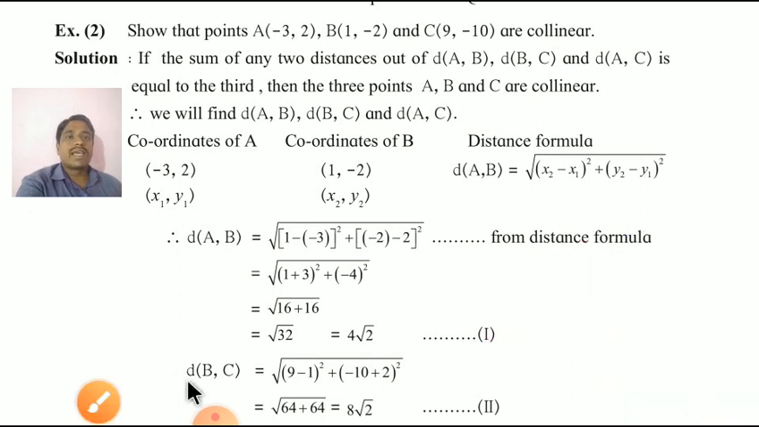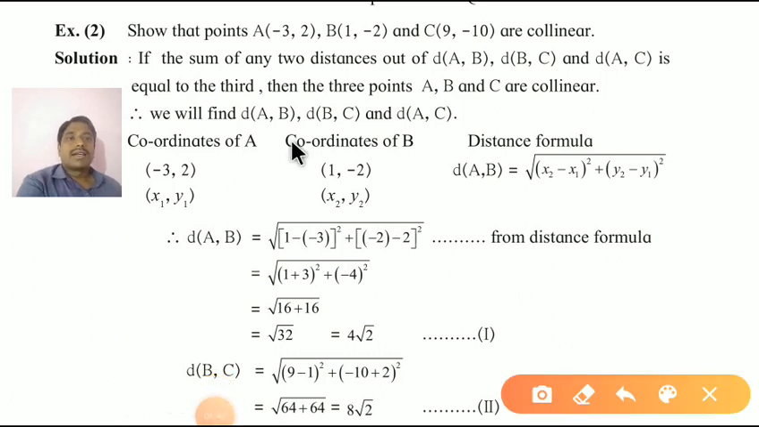Similarly, in this way we find the distance between B and C. Again consider the coordinates of B as (1, -2), which we say are x1, y1, and the point C is (9, -10), which we take as x2, y2. Again using the distance formula we put the values of x2 and x1, y2 and y1. We get (9 minus 1) bracket squared and (-10 plus 2) bracket squared.